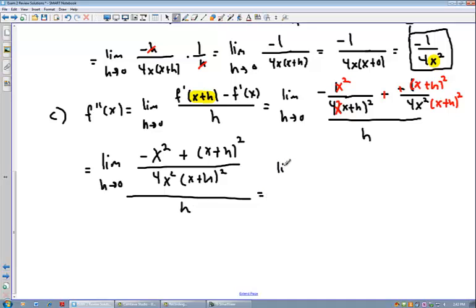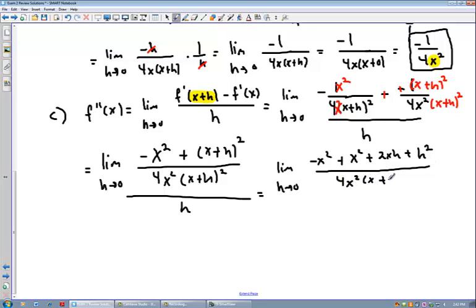And so that's going to equal the limit as h goes to 0. Now I want to multiply out x plus h squared, so I'm going to have a minus x squared plus x plus h times x plus h. I have x squared plus the middle term, 2xh, plus h squared. And then this is going to be divided by this 4x squared times x plus h quantity squared, and all divided by h. And the reason why I found a common denominator and multiplied that out is because I knew things would cancel. So that cancels, and that with that.